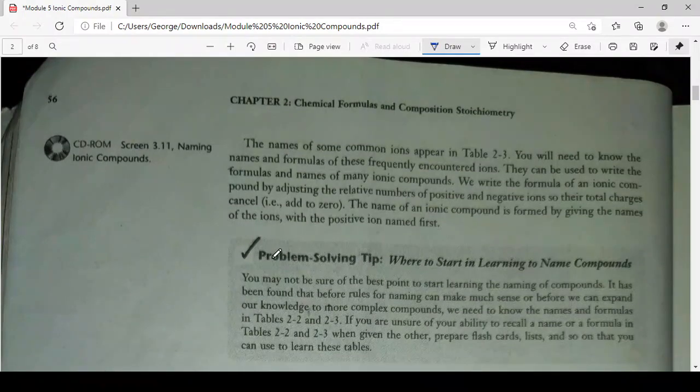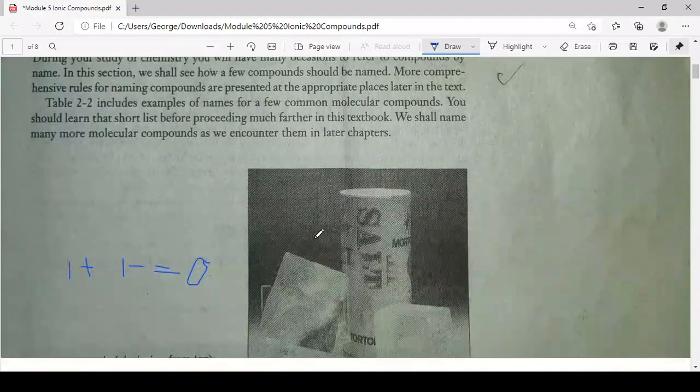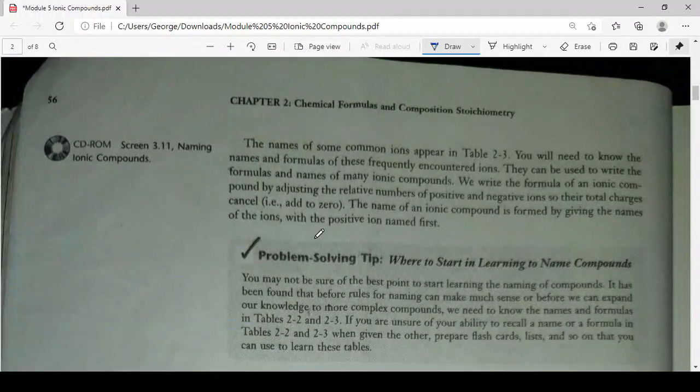Wait lang ha. The names of some common ions appear in your table 2.3. Look here, kids, to see the charges. You will need to know the names and formulas of these frequently encountered ions. They can be used to write the formulas and names of many ionic compounds. So we write the formulas of an ionic compound by adjusting the relative number of positive and negative ions so that their total charges cancel out.